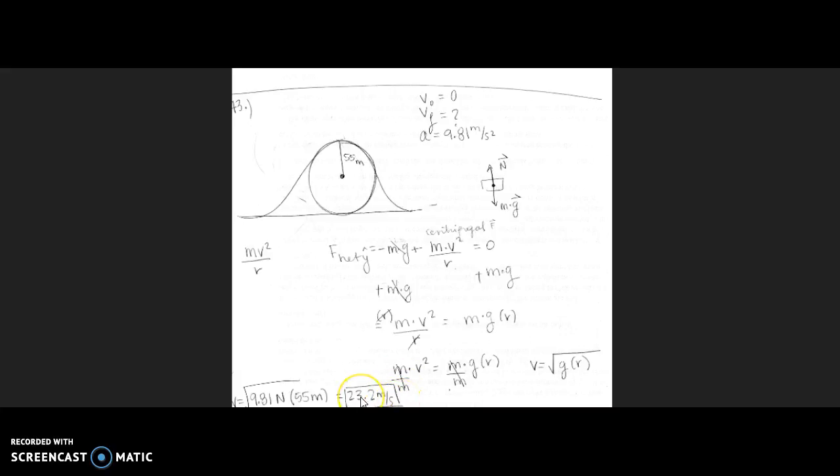And that final value is 9.81 meters per second squared, our acceleration due to gravity, and then our radius of 55 meters, so this value is 23.2 meters per second. And that's how fast you can go over the top of this hill without leaving the ground.